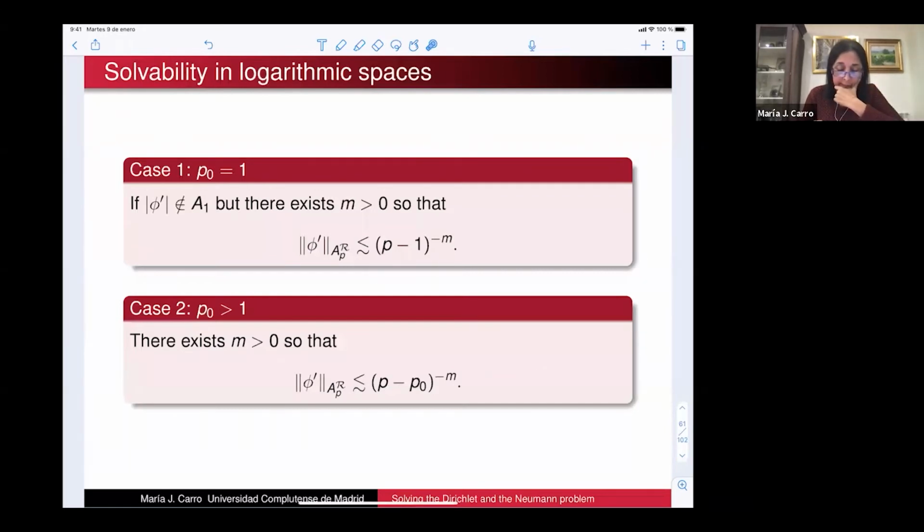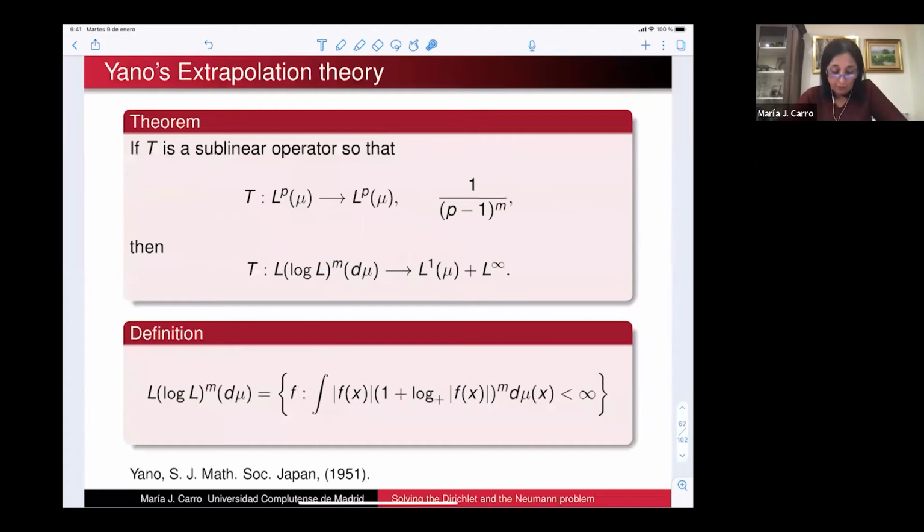But when we have this decay, this makes a connection with a very classical, old theorem, due to Yano in the 50s, that tells us the following. If we have a sublinear operator, and our principal operator is the Hardy-Littlewood maximal operator, and we know that it is bounded from L^p into L^p with that behavior of the constant, then Yano proved that that operator takes the space L log L to the m into, well, in fact, he proved into L1 because he was working with a finite measure, okay? But the proof is easily modified. And if the measure is not finite, which is going to be our case, then it takes L log L to the m into the space L1 plus L infinity.